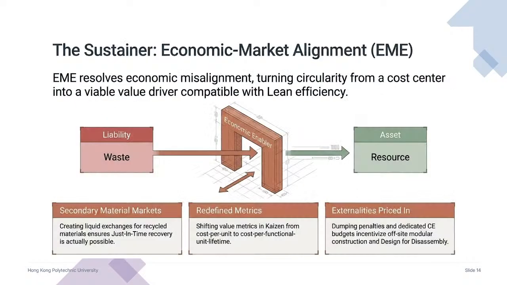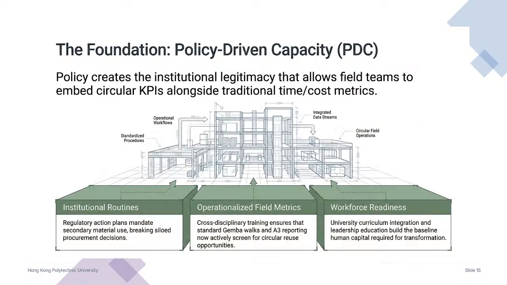After that, the economic market alignment is the sustainer in second place because it resolves the economic misalignment between treating waste as a liability or as an asset, a resource. The last one is policy-driven capacity, because policies create institutional legitimacy that allows field teams to embed circular KPIs alongside traditional time and cost through institutional routine, operational field metrics, and workforce reasons.